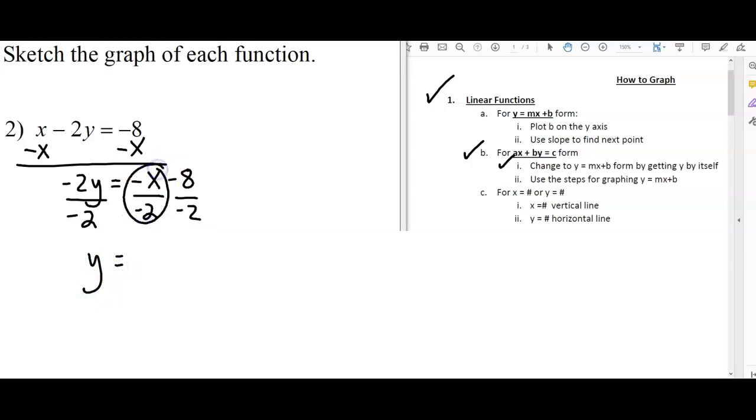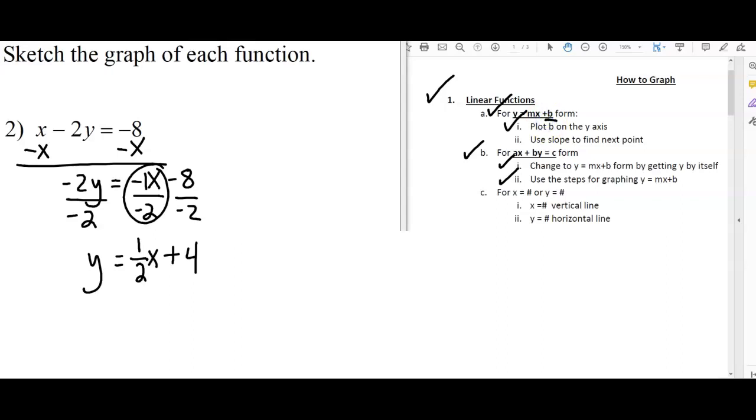This here is going to become positive because you're dividing a negative by a negative. Also, you could think of there as being a 1 in the front, and I think it's a little more helpful to write it like this rather than x over 2, although those are the same thing. The next one becomes positive 4. So after you do that, you're going to use the steps for graphing y equals mx plus b to solve the rest of it. The first thing you're going to do is plot the b on the y-axis.